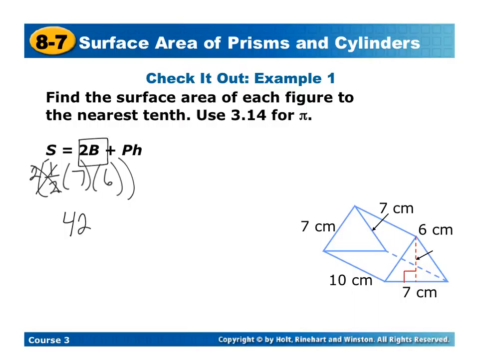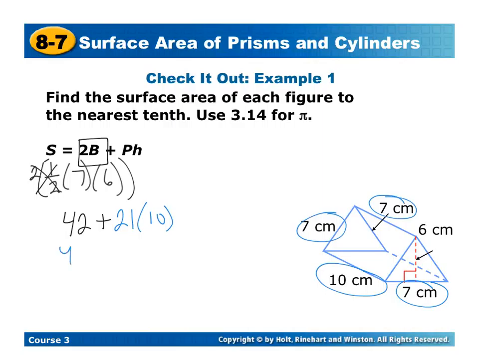And this only works on a triangular prism. Plus the perimeter of our triangle. So we have 7, 7, and 7, which gives us 21, times the height of our prism, which is 10. So it becomes 42 plus 210, which gives us 252 centimeters squared.